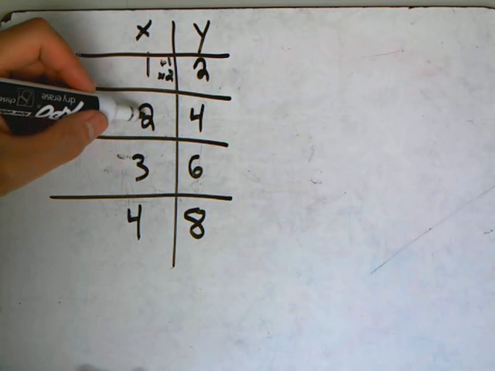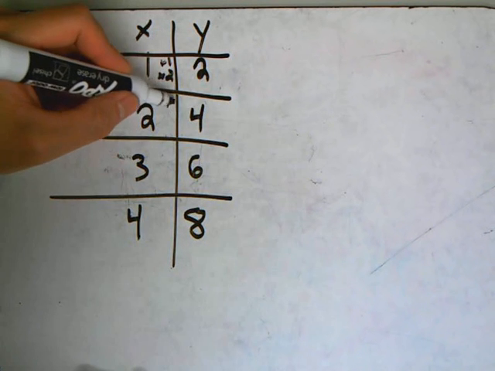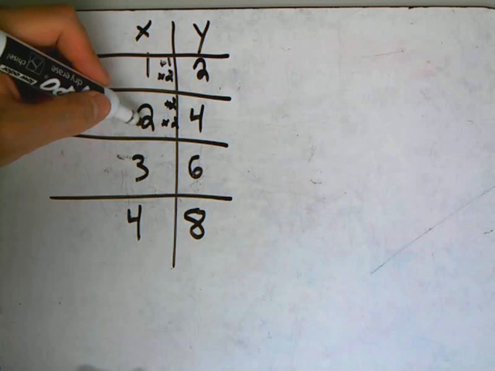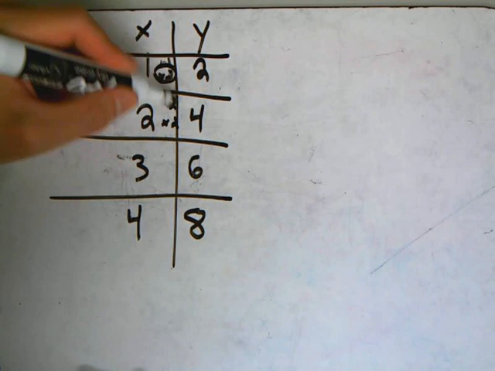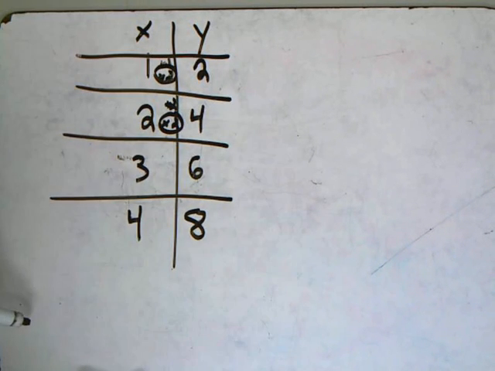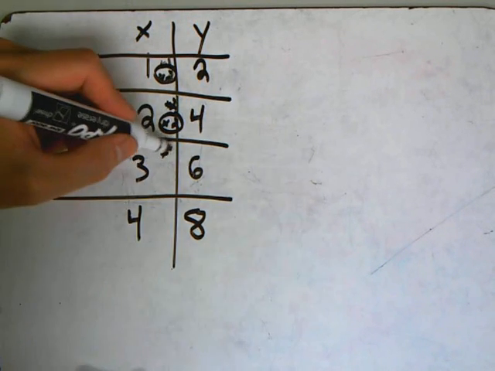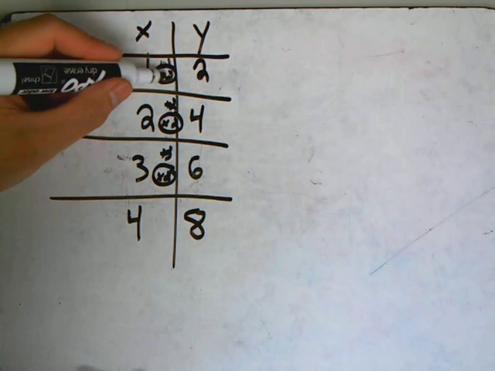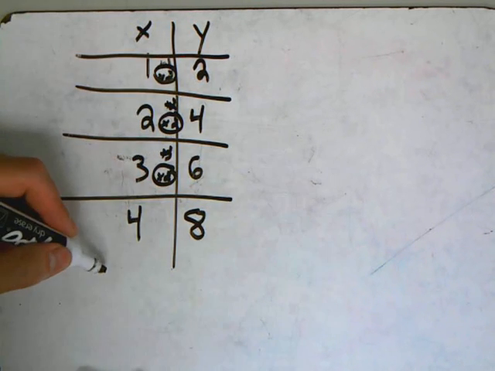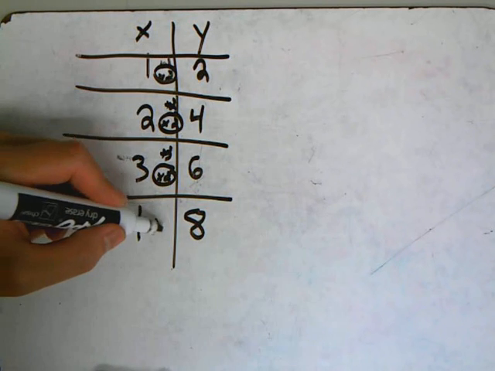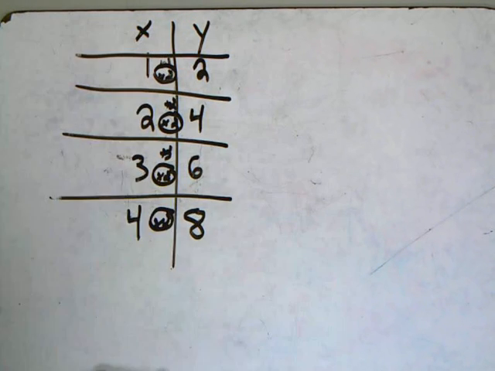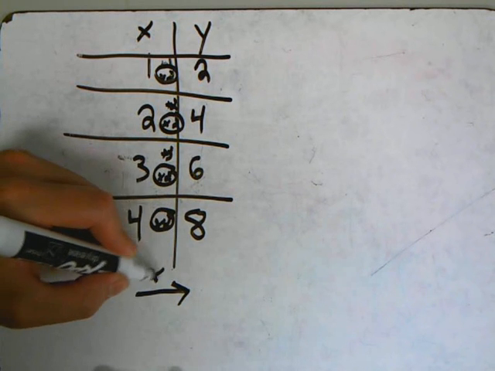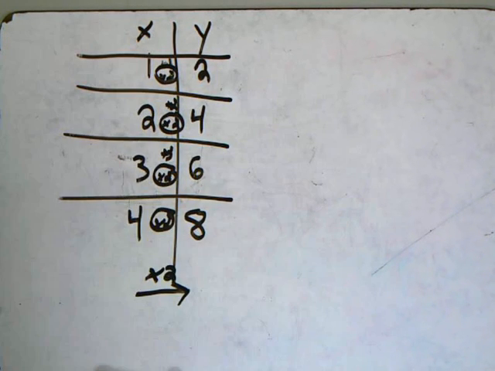So let's go down to 2. I know that 2 plus 2 equals 4, but I also know that 2 times 2 equals 4. So far I know that times 2 is the pattern that I've seen so far. I know that 3 plus 3 equals 6, or 3 times 2 equals 6. Well, I have times 2 here, here, and here. I think it's safe to assume that 4 times 2 is 8, and that could be my pattern. So when I'm going from x to y, I am multiplying by 2.